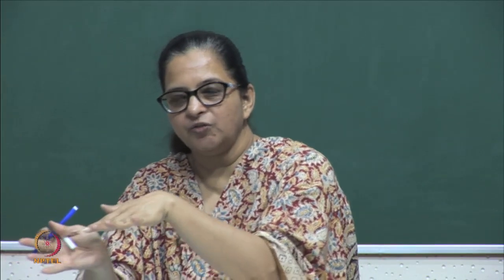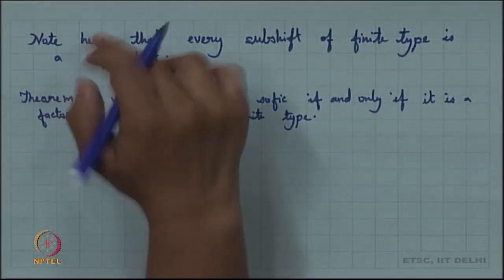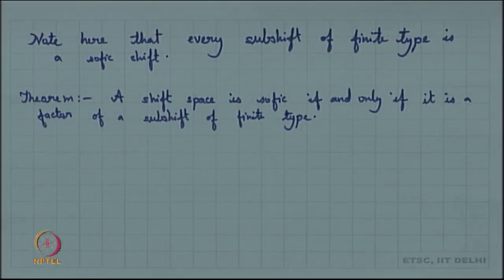sofic shift. So, a space is sofic shift if it is a factor of a subshift of finite type. If there is some factor of a subshift of finite type, it has to be sofic. And since we know that every subshift of finite type itself is sofic, basically we are getting into a bigger class which is sofic. And again this is another theorem here.